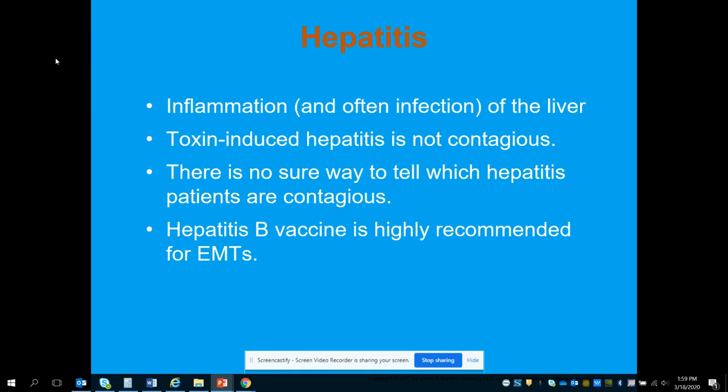Now, if you're talking about dirty needle sticks and things like that, then yes, you're sharing actual blood products and it would be contagious in that aspect. There's no sure way to tell which hepatitis patients are contagious and which are not, so we want to attempt to protect ourselves and use the same precautions that we would as with any bloodborne illness. The hepatitis B vaccine is highly recommended for EMTs. Again, this is a lot more prevalent. They have recently come out with treatments for hepatitis C, which is something that's been developed over the last few years. Currently, there is no cure for hepatitis B, but the vaccines do help prevent.